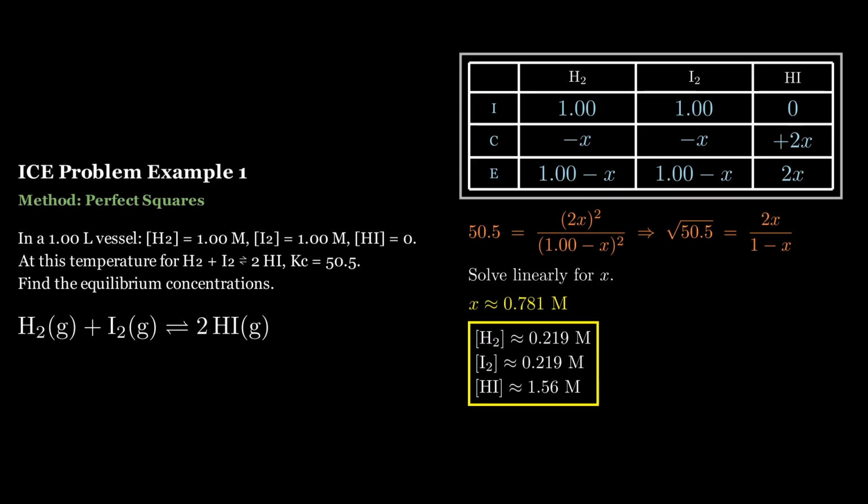Next, we substitute these expressions into the Kc equation and solve by taking the square root and then solving linearly. The value of x is then substituted back into the E row to find the equilibrium concentrations. We will apply the same method to this problem.